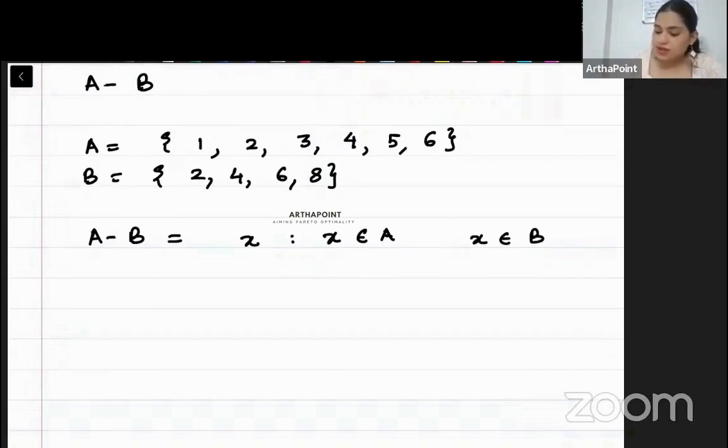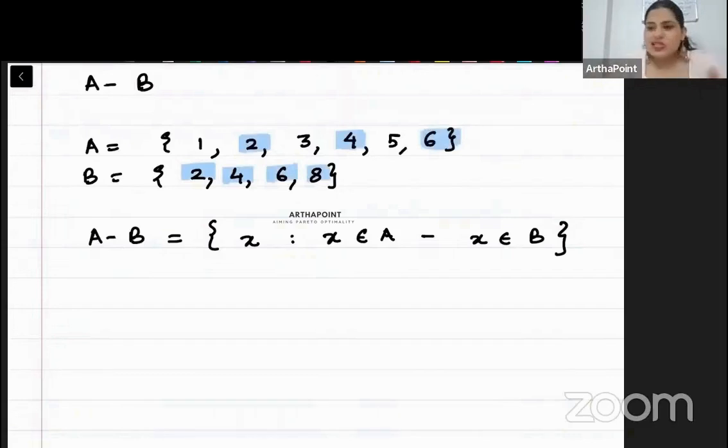Minus, I can just put a minus sign, those elements which belong to B. So how can I write that? I am going to remove which elements, beta? 2, 4, 6, and 8. So I will remove 2, I will remove 4, I will remove 6, 8 is not there. So A minus B will give me 1, 3, 5.